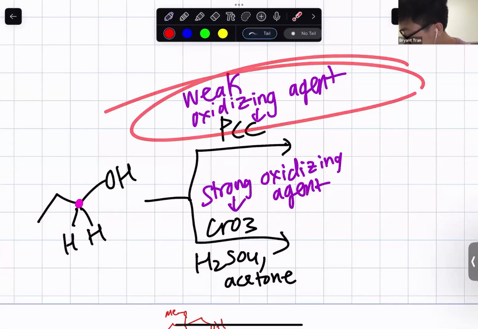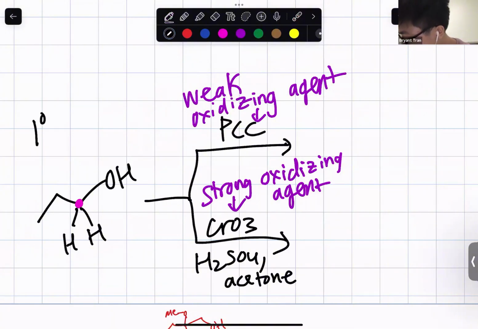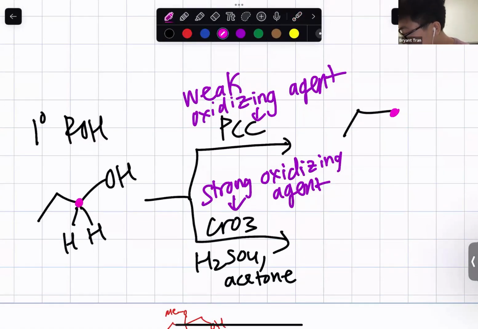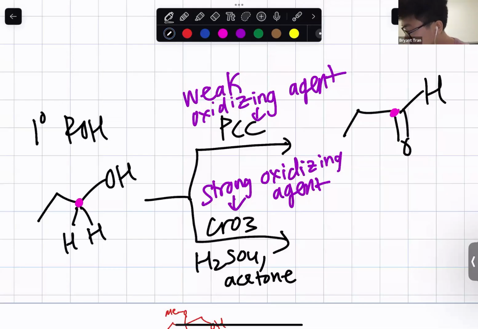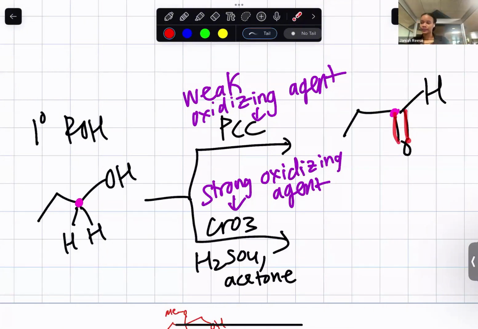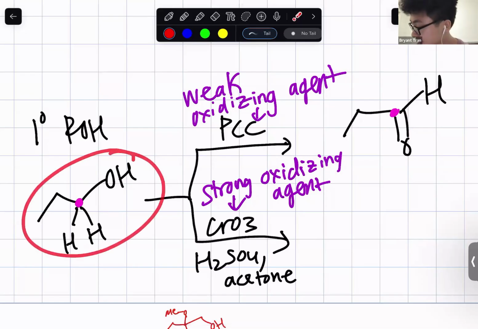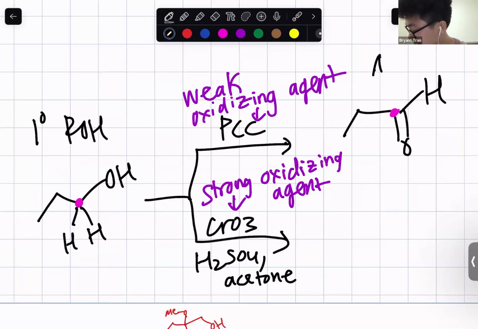So this weak oxidizing agent here is going to convert this primary alcohol into an aldehyde. Let's say we have this pink carbon right there. It's now going to be attached to a carbonyl, right? A carbonyl is a carbon double bond oxygen and a hydrogen. Notice how this pink carbon now has two bonds to oxygen, 1, 2, and it only has one bond to hydrogen. So what we did is that we traded one bond to hydrogen with one bond of oxygen. So we oxidized this primary alcohol into an aldehyde.